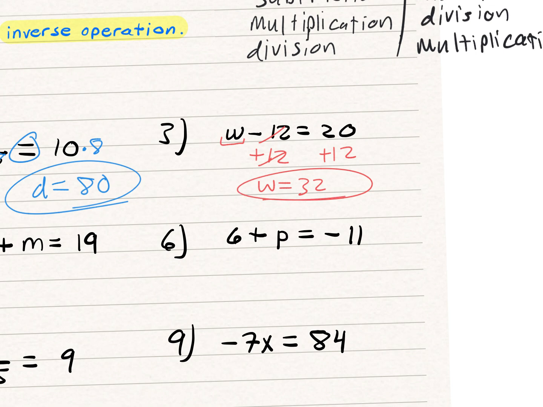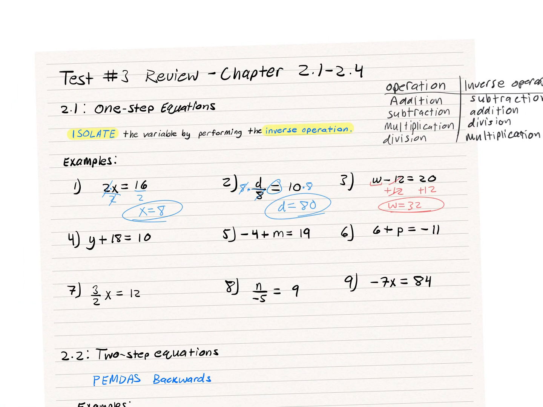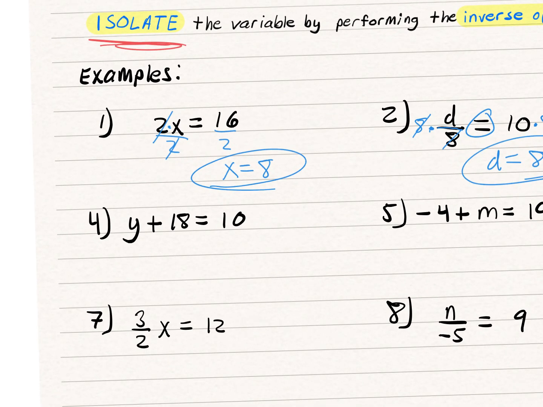All right, just one step here, right? In all these problems, you're doing what's going to get the variable isolated, right? That's the main goal here. And for this one and for all of these, we want to isolate the variable. All right, so looking at number 4, we have y plus 18 equals 10.